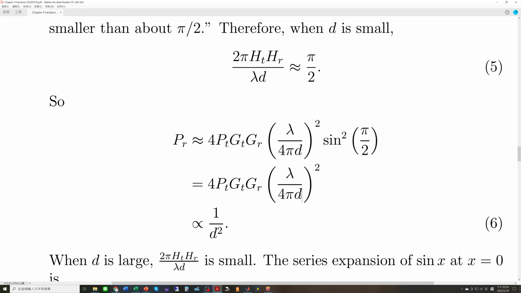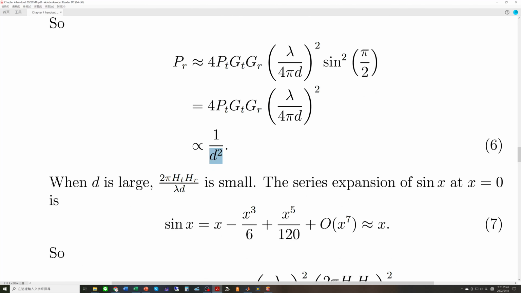So we can see that in the denominator there is a term d square. So this equation is proportional to 1 over d square. When d is large, this term 2 pi HTHR over lambda d is small, because d is in the denominator. The series expansion of sine x at x equal to 0 is sine x is equal to x minus x to the power of 3 over 6 plus x to the power of 5 over 120 plus big O of x to the power of 7.